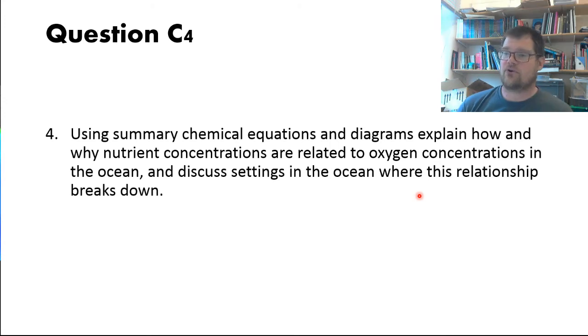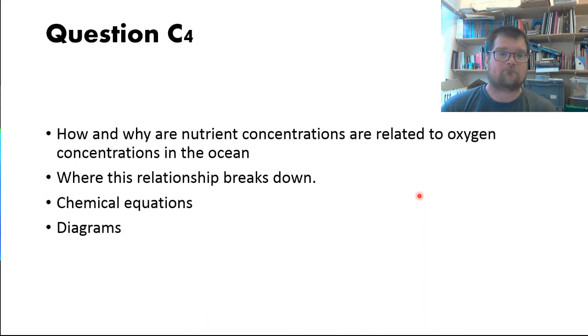Okay, so last question, question 4. Once again, I'm just going to break apart this question. So using summary chemical equations and diagrams, so that tells you that your answer must have equations and diagrams. How nutrient concentrations are related to oxygen concentrations in the ocean, okay? And where does that relationship break down?